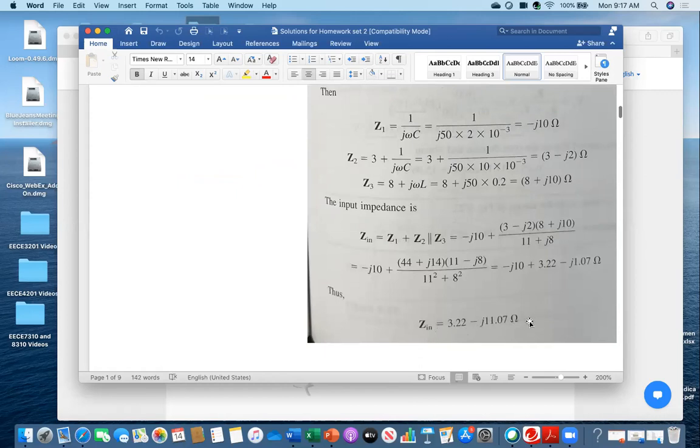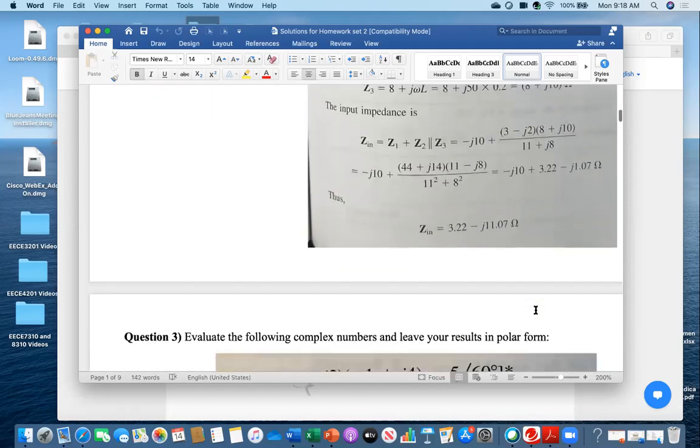I think I did not write the polar form. Polar form should be 11.53 and angle minus 73.78. So did you get this result, everybody? Did you get this one? Yep. Okay. Or if you express it in polar form, it will be 11.53 angle minus 73.78 degrees. Okay, so this is fine.